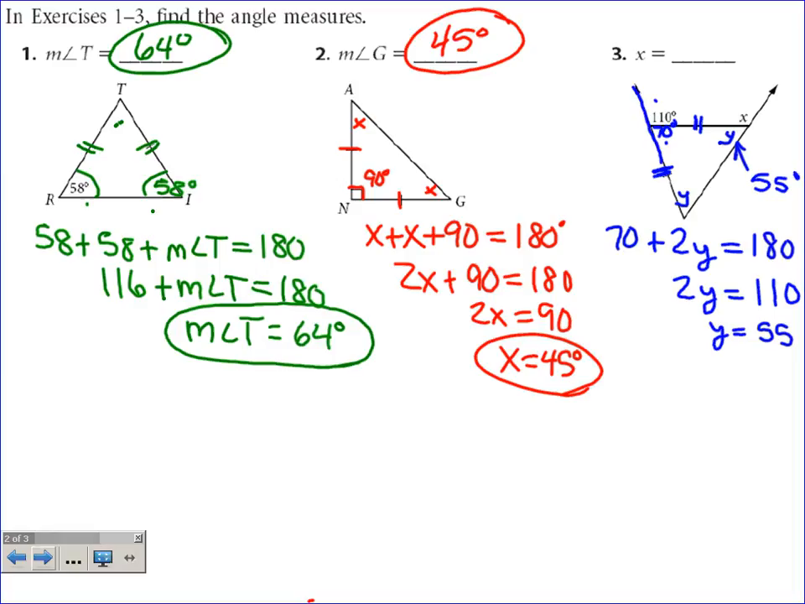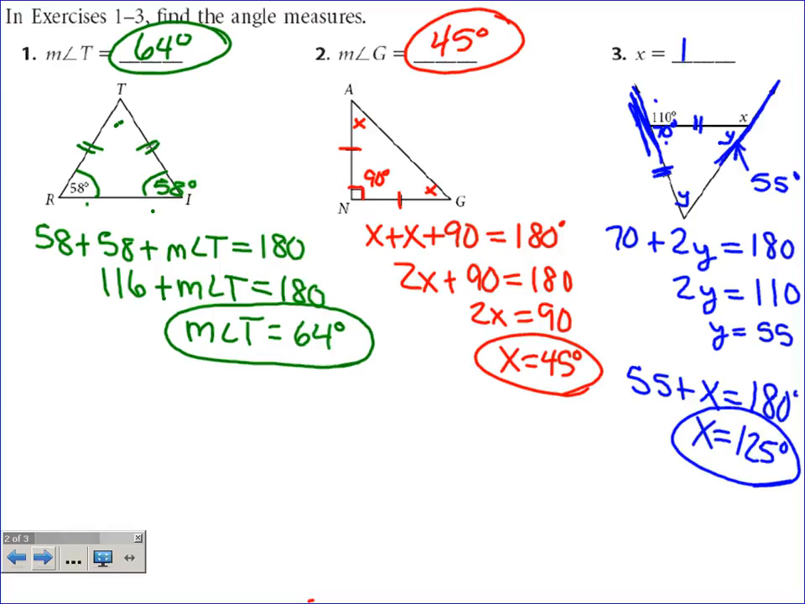Because these two are a linear pair, they're right next to each other, I know that 55 plus x, whatever x is, has to equal 180 degrees. The same logic that I used right at the beginning to get the 70. So if I subtract 55 from both sides, x would equal, let's see, 125 degrees, like so. And I'll also put that on the line.